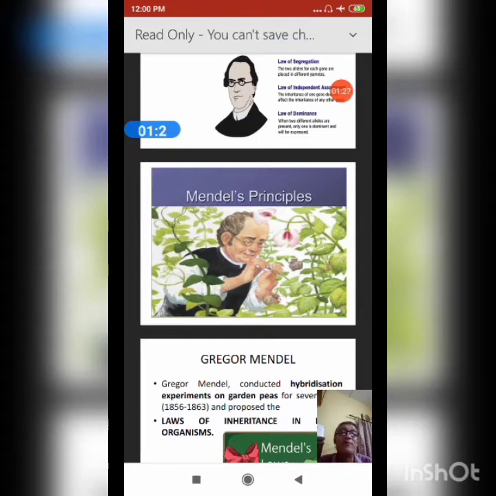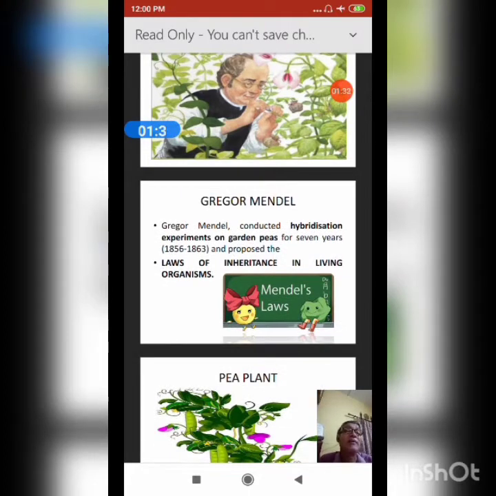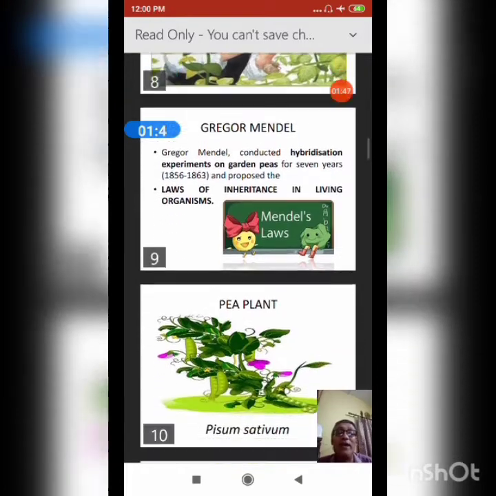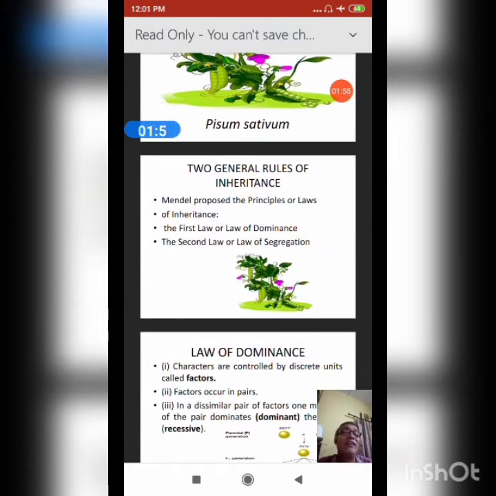So the Mendelian principles: Gregor Mendel conducted hybridization experiments on garden pea for several years, 1856 to 1863, and he proposed the laws of inheritance in living organisms. His basic plant on which he did the research was the garden pea, Pisum sativum, and two general rules of inheritance came from the output. He proposed the principles, or laws, of inheritance. First, the law of dominance. Second, the law of segregation.